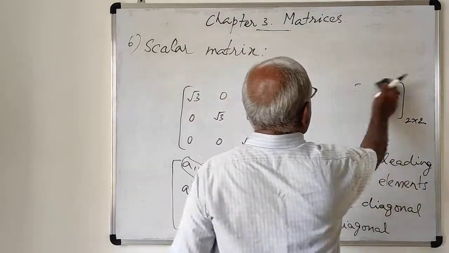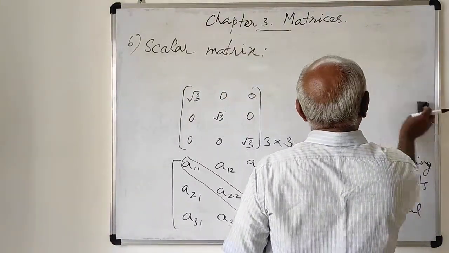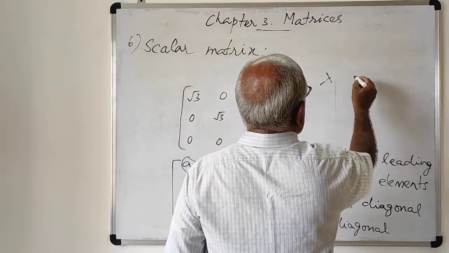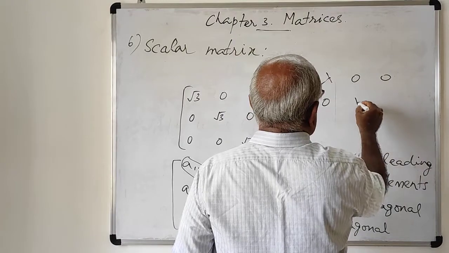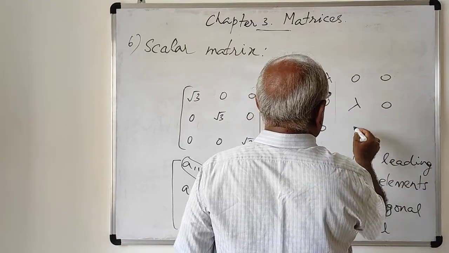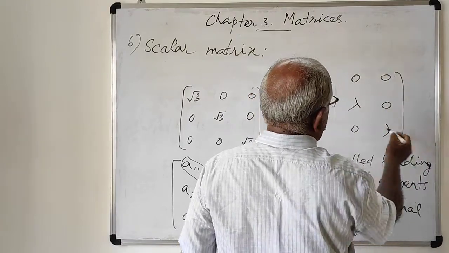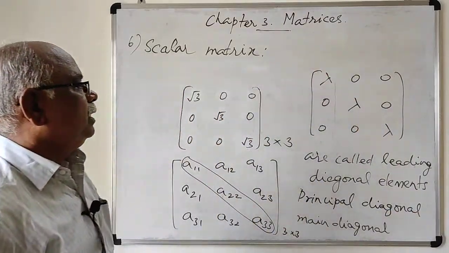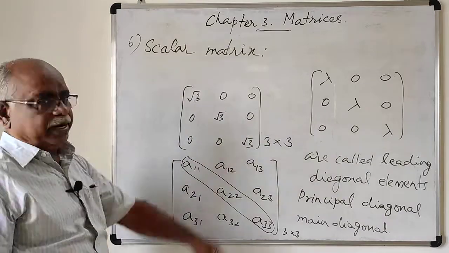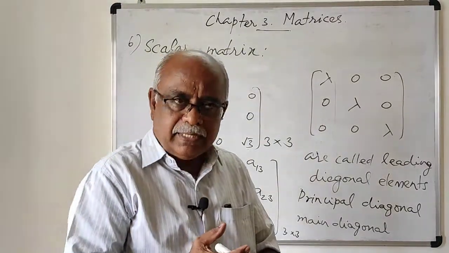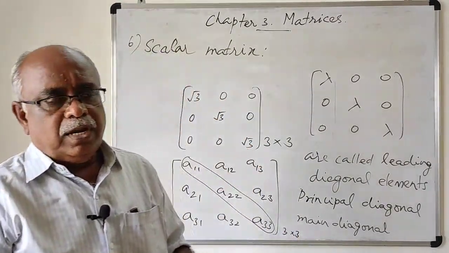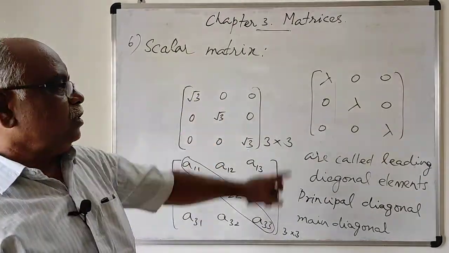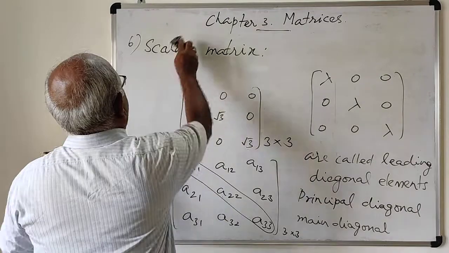The main diagonal elements are same. For example, one more example I am going to give: lambda, 0, 0, 0, lambda, 0, 0, 0, lambda. I can write it. It is also a scalar matrix. Diagonal elements are same. All other elements are 0. So, a scalar matrix is a diagonal matrix in which all the main diagonal elements are same. Other elements are 0. Next, seventh one, zero matrix.